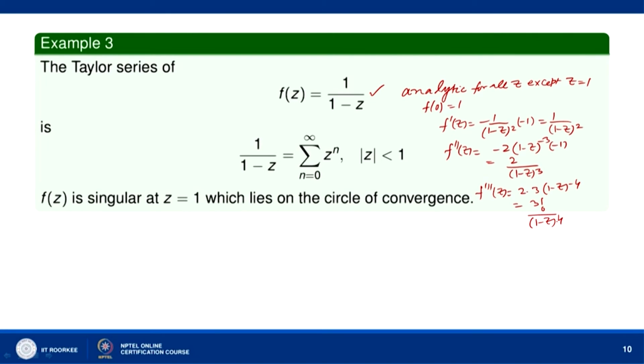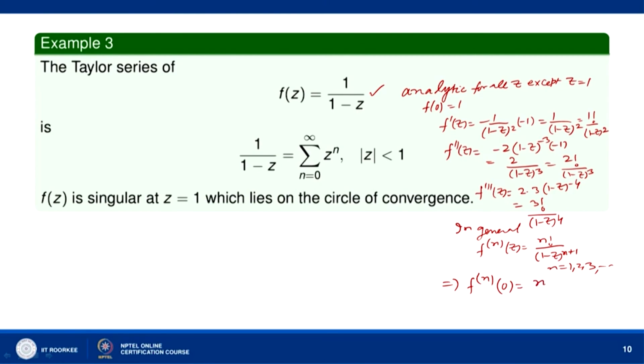So this can be written as 2 factorial divided by (1 minus z) to the power 3, and here it can be written as 1 factorial divided by (1 minus z) whole square. In general, f^(n)(z) is equal to n factorial divided by (1 minus z) to the power n plus 1. This is valid for n = 1, 2, 3 and so on. Now, this implies that f^(n)(0) is equal to n factorial, n = 1, 2, 3 and so on.